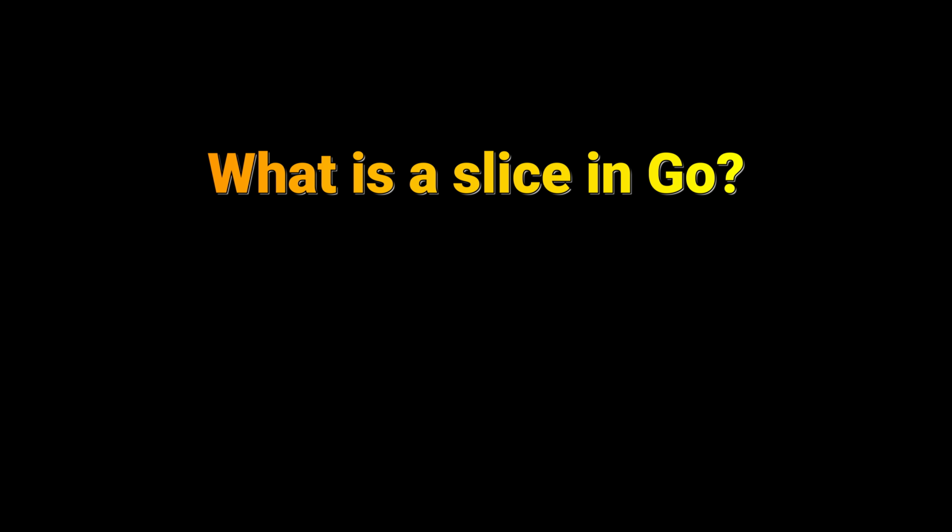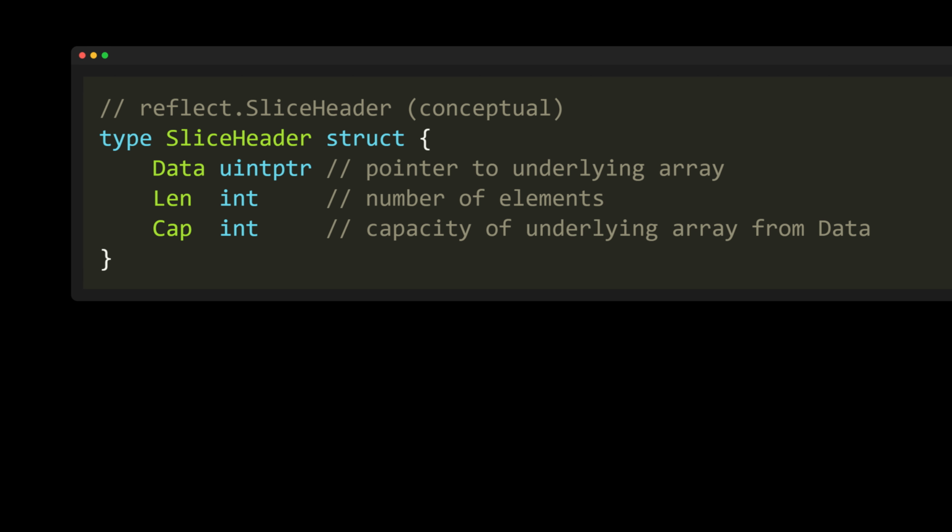Question: what is a slice in Go? In Go, a slice is a small data structure that describes a part of an array. It contains 3 pieces of information: a pointer to where the data starts in memory, the length of the slice, which is how many elements it currently has, and the capacity, which is how many elements can fit in the underlying array before needing more space.